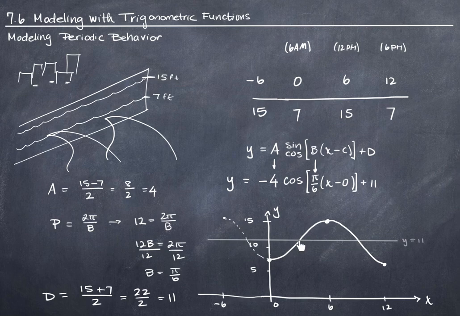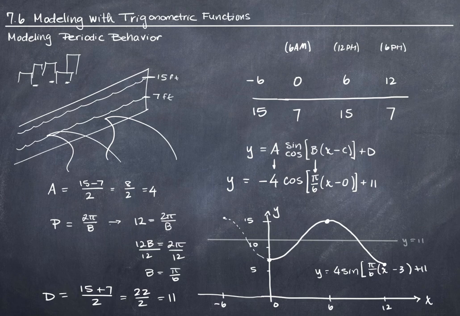We could also have started here. We'd have to figure out what that value is. Since it's halfway between the lowest and the highest point, this is probably 3. Then we could have written this as a sine graph. We'd have ended up with y equals 4 times the sine of pi over 6. It's going to have the same period, the same b value, the same amplitude, and the same vertical shift, so plus 11. The only difference is that we have to move to the right 3 units.